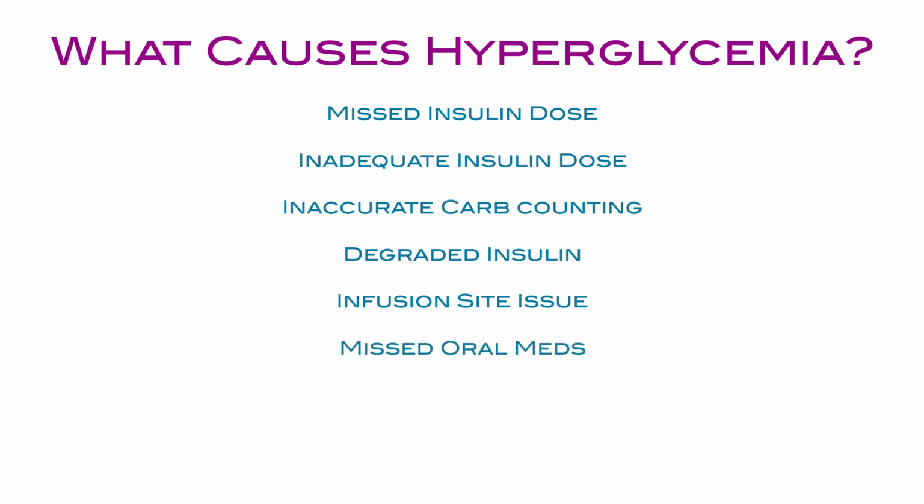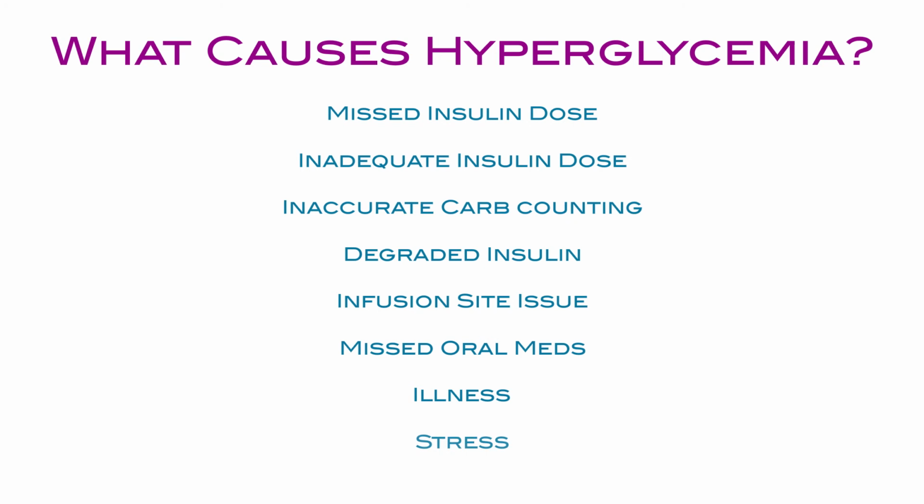Missed oral meds. For those type 2s who take orals to lower blood sugars, if they do not remember to take their medication, it can cause too much glucose to work in the body for the amount of insulin active in the body, which can create high blood sugar.